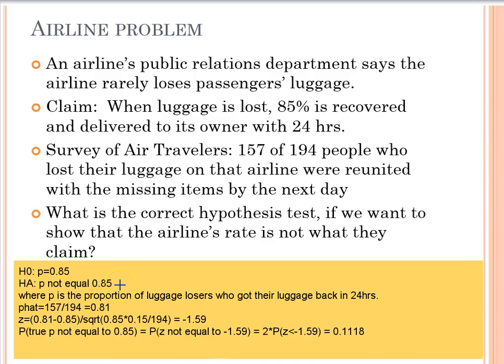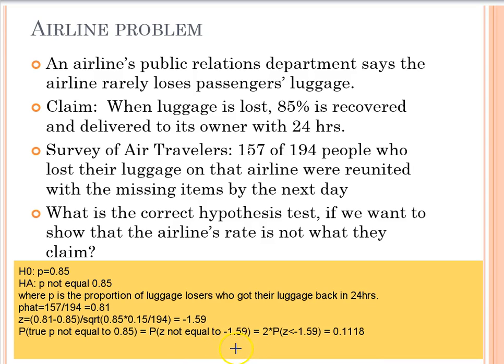So the alternative hypothesis makes calculating the p-value somewhat difficult here because we're dealing with a not equals. We can't just say z is greater than or z is less than some value because we're dealing with an alternative hypothesis of not equal to. It's like we're saying we want to know the probability that the true proportion is not equal to 0.85. And that's equivalent to trying to find the probability that z is not equal to negative 1.59.